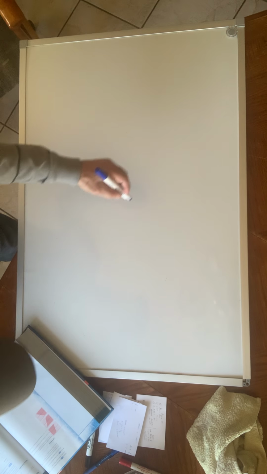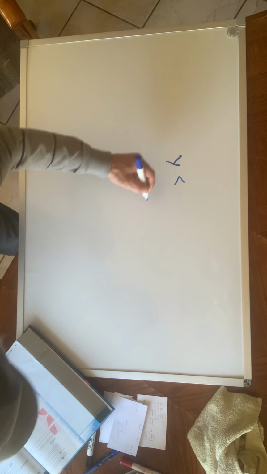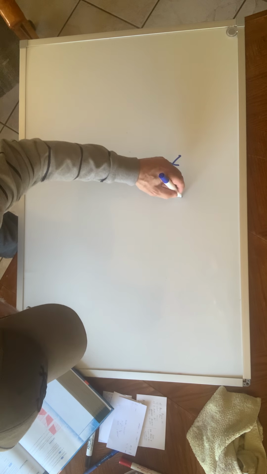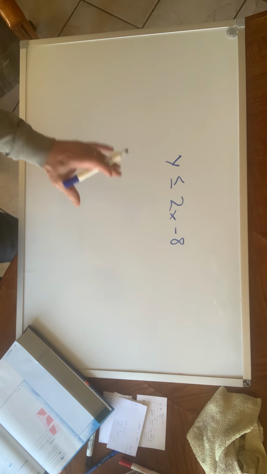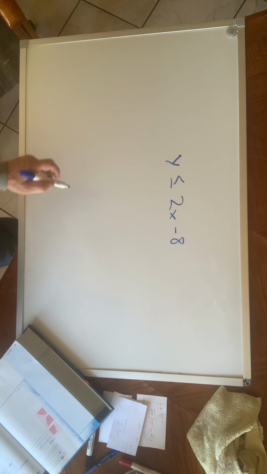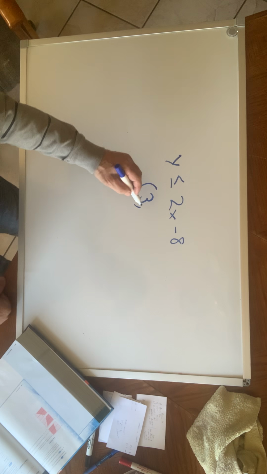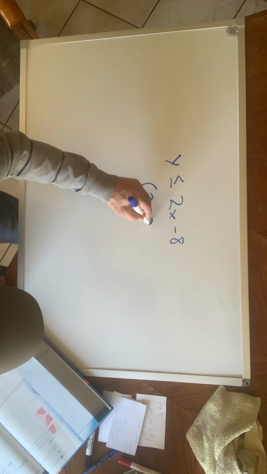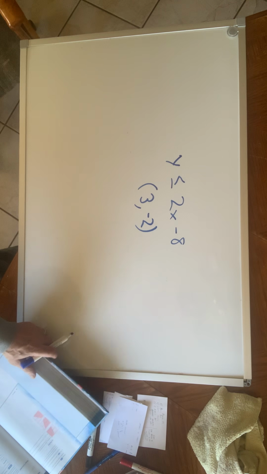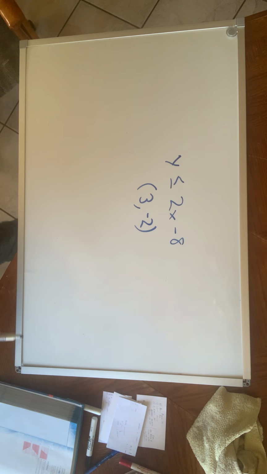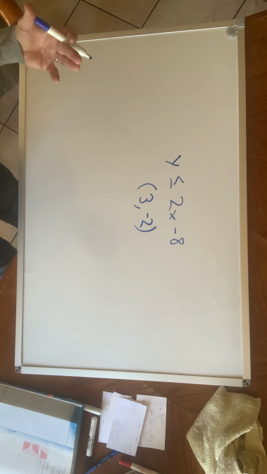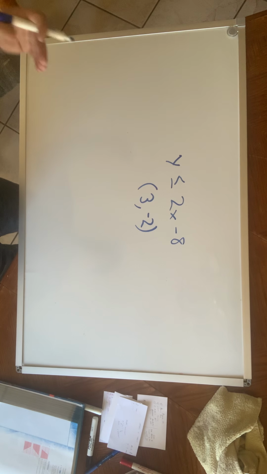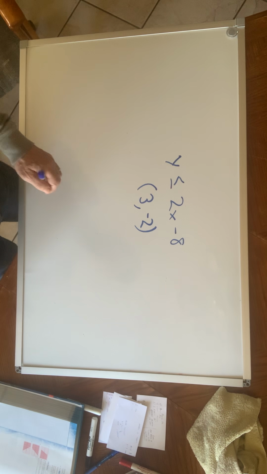Okay? The first one says y is less than or equal to 2x minus 8. Now, they're not even asking you to solve it. All they're doing is giving you this ordered pair, 3, negative 2, and they're asking you, does that work? Your answer is yes or no. It is a solution or it is not a solution. So you can stop this right now, plug it in, and see if that works.